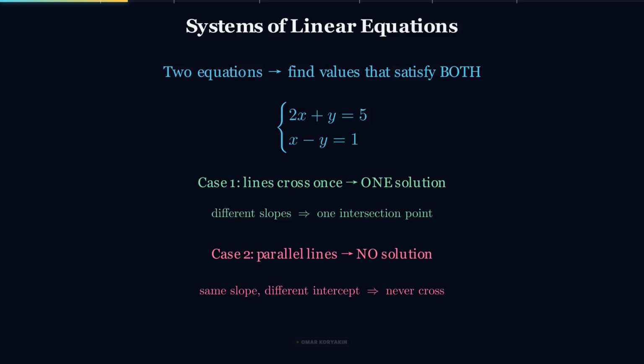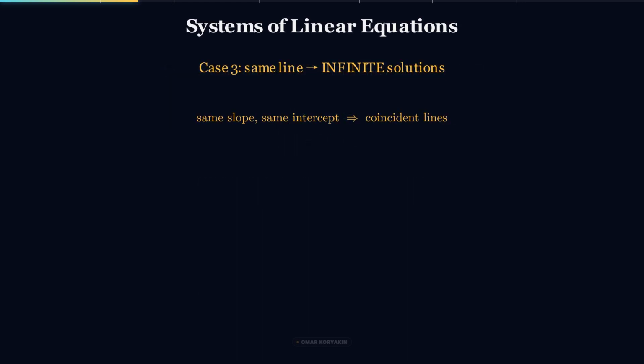Case 2: the two lines have the same slope but different y-intercepts. The lines are parallel, never cross, and the system has no solution. Algebraically, an attempt to solve the system produces a contradiction like 0 equals 5, which signals the no solution case. Case 3: the two equations describe the same line with the same slope and the same y-intercept. The lines are coincident and every point on the shared line satisfies both equations. The system has infinitely many solutions, all the points along the line. Algebraically, an attempt to solve produces an identity like 0 equals 0, which signals the infinite solutions case.